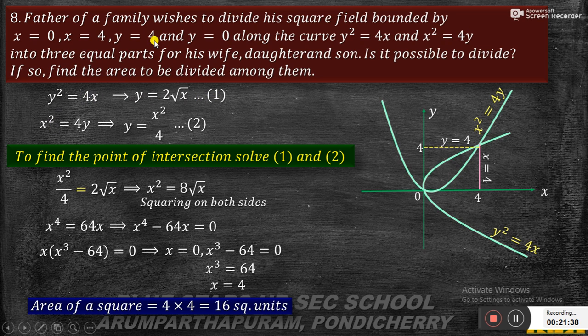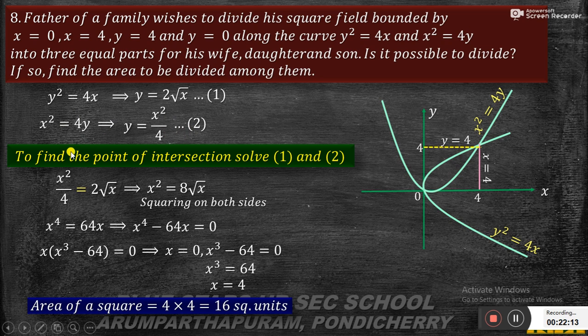Next, the second curve, x square equal to 4y. So this is the equation: y equal to 2 root x is equation number 1. For x square equal to 4y, this is the second curve, and I reverse the equation: 4y equal to x square means y equal to x square by 4. This is equation number 2.